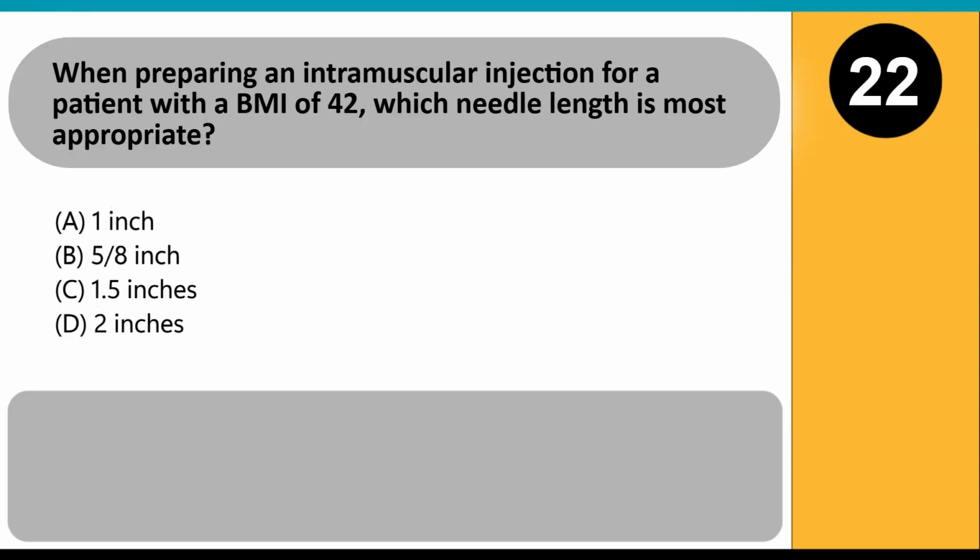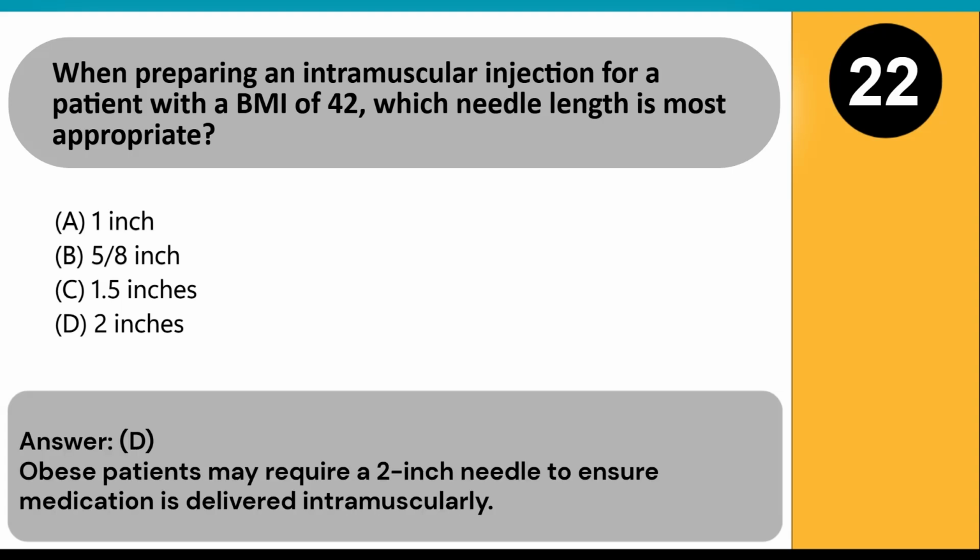When preparing an intramuscular injection for a patient with a BMI of 42, which needle length is most appropriate? A. 1 inch. B. 5/8 inch. C. 1.5 inches. D. 2 inches. Answer: D. Obese patients may require a 2-inch needle to ensure medication is delivered intramuscularly.